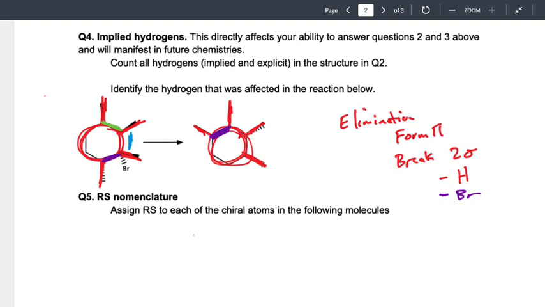For an elimination reaction, I form a pi bond by breaking 2 sigma bonds. One of those sigma bonds needs to be to the bromine. Is the bromine connected to the green spaces? Nope. Which means the purple had to be this one, not there. Kind of, sort of?